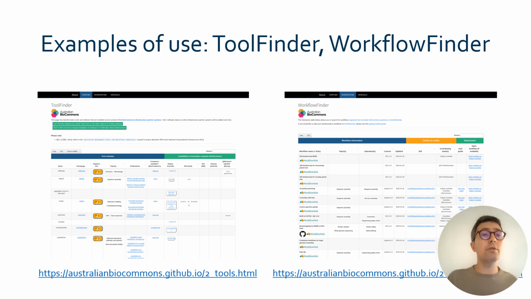Another illustration for the use of the ecosystem data is the Tool Finder and Workflow Finder systems maintained by the Australian Biocommons. These two web pages reference the software tools and workflows available on the Australian Biocommons infrastructure. Here, links to bio.tools, BioContainers, and Workflow Hub allow users to directly navigate to these resources and retrieve additional information.